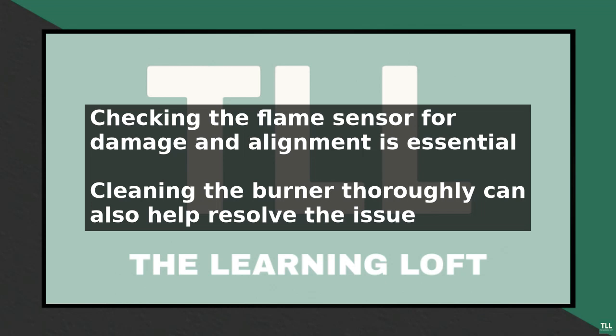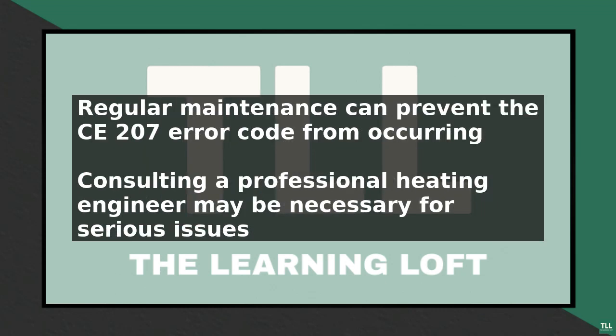To prevent the CE 207 error code from occurring in the future, it is essential to regularly maintain the boiler. This includes checking the flame sensor and burner for any signs of wear or damage, and cleaning the burner regularly to ensure it is free from any blockages.